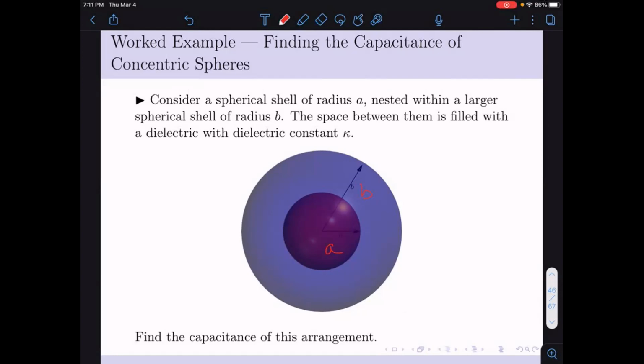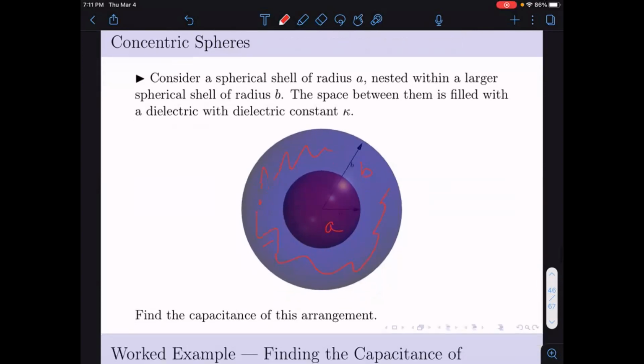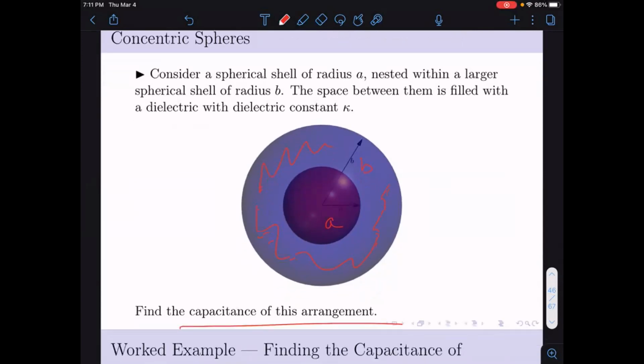Remember, dielectrics are just things that we put in between our two capacitor plates. They can take any form we want, but they're going to go kind of in here. That's what this purple stuff is. So that's where my dielectric is. I'm trying to find the capacitance of this arrangement. That's my goal, and this will actually parallel a free response question pretty well.